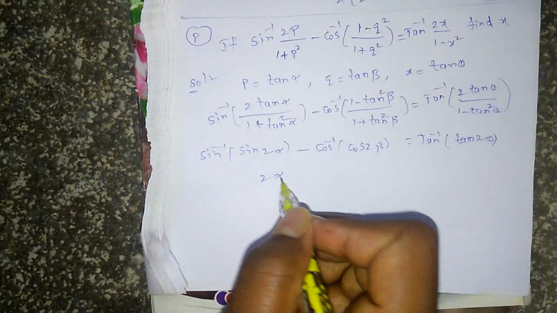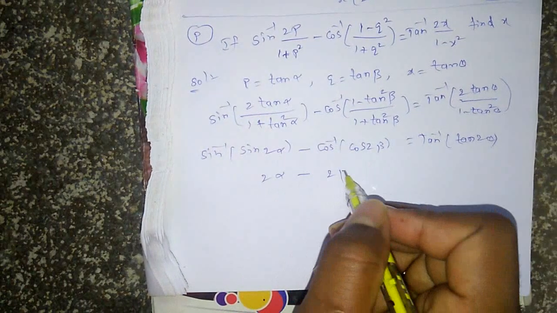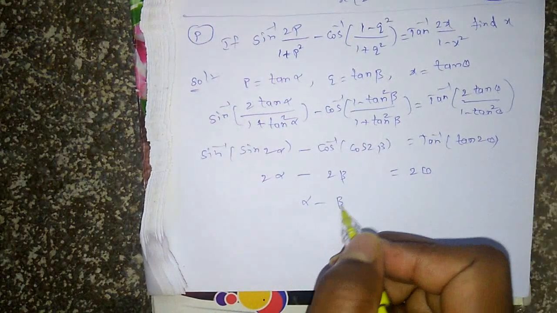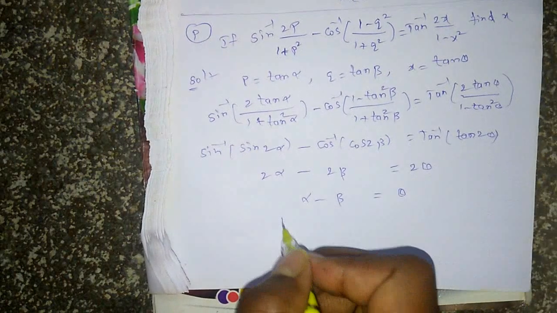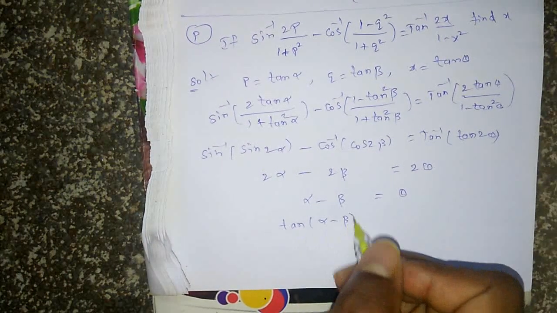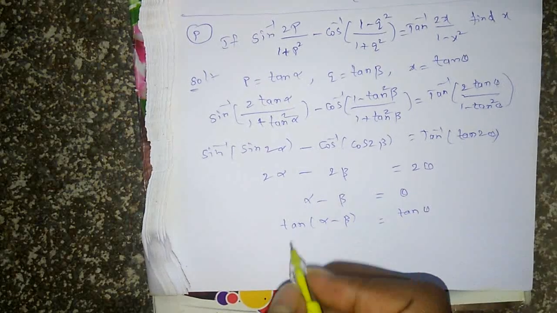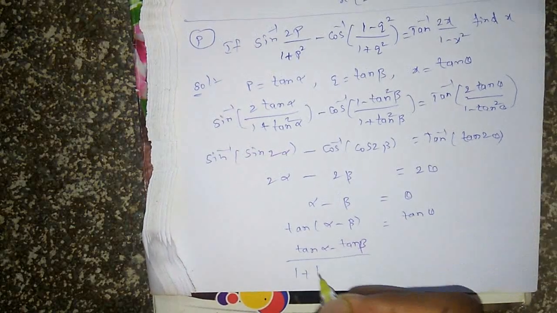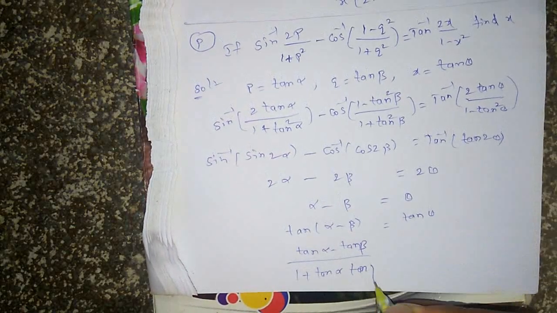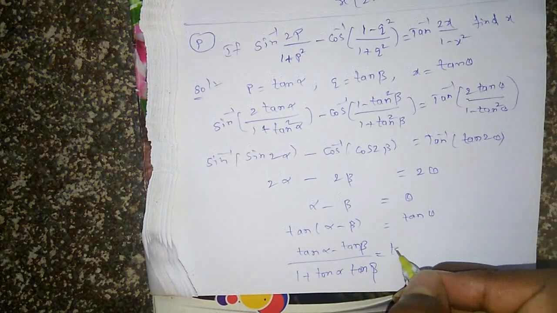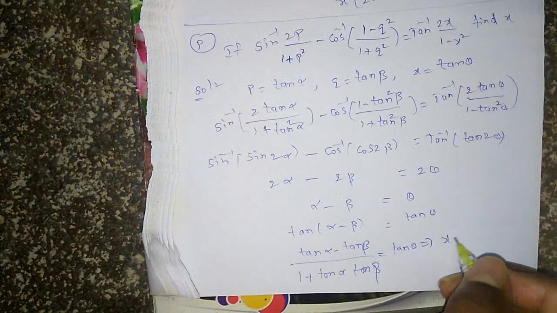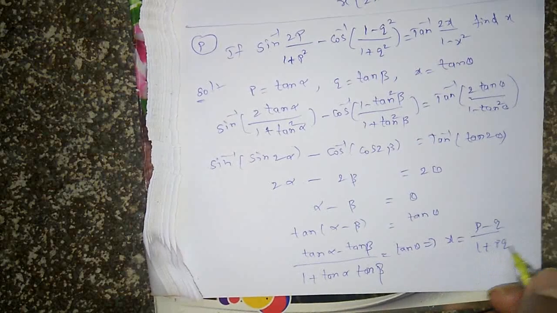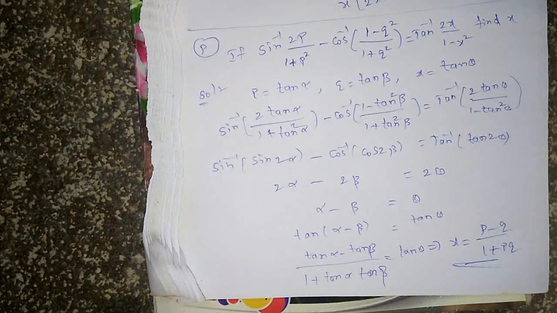Here sin inverse sin gets cancelled, that is 2 alpha, cos inverse cos gets cancelled, that is 2 beta. Here tan inverse tan gets cancelled, that is 2 theta. Now 2 also gets cancelled, alpha minus beta is equal to theta. Now apply tan on both sides, tan of alpha minus beta is equal to tan theta. This is tan alpha minus tan beta by 1 plus tan alpha tan beta, that is equal to tan theta. So now substitute the values, tan theta is x, tan alpha is p, tan beta is q. Therefore x is p minus q by 1 plus pq. It is the required value.